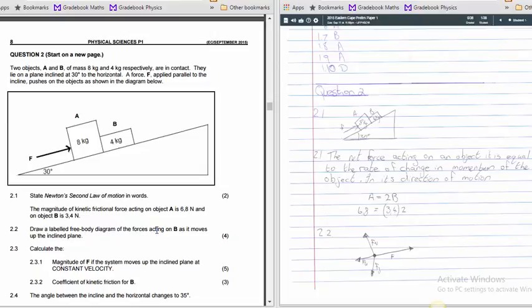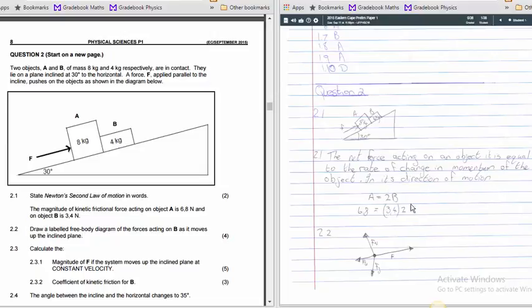Newton's second law is now talking about when something is accelerating, then the acceleration will be directly proportionate to the net force and inversely proportionate to the mass. So let's see what the student said. The net force acting on an object is equal to the rate of change in the momentum of the object in the direction of its momentum.